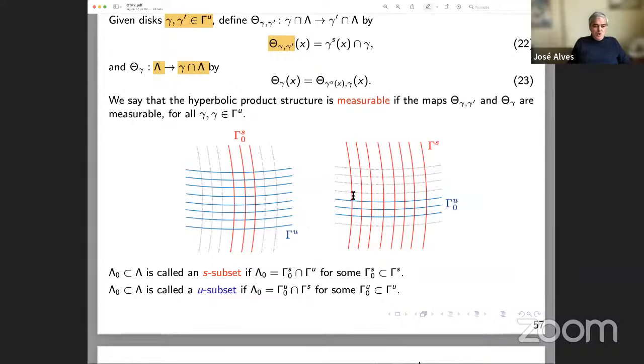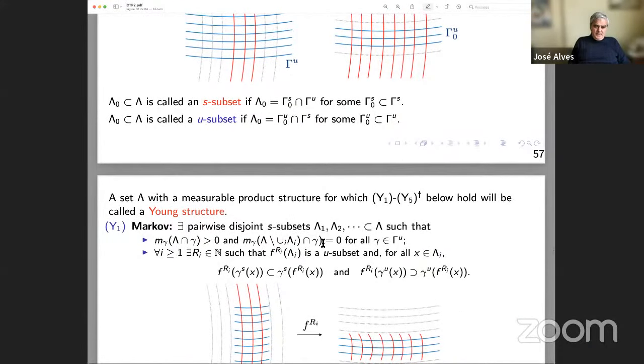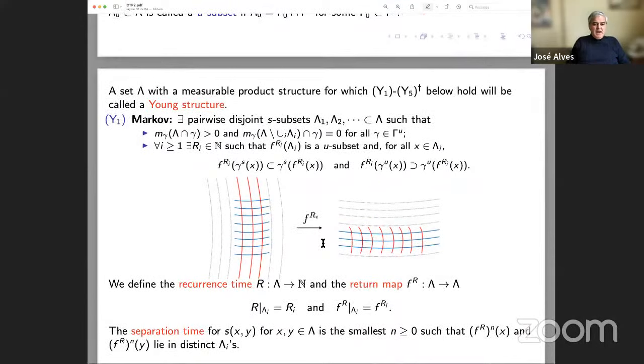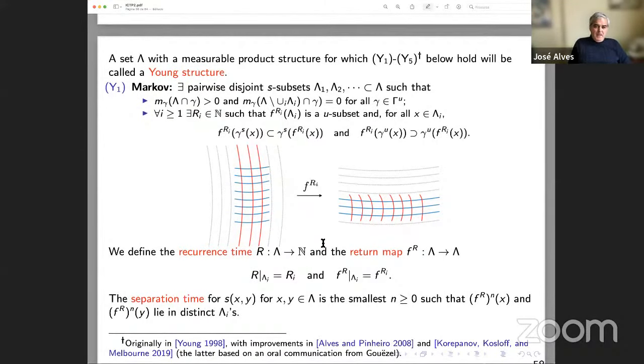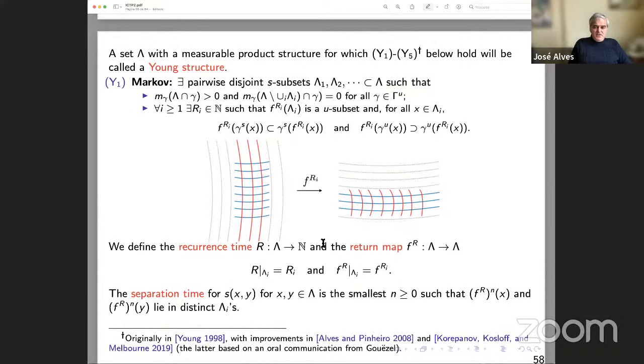And similarly for U subset. So this is an S subset. A U subset is defined similarly, simply considering a subset of the unstable disks and all stable disks. Okay, so let us now define what I mean by a Young structure. So assume that we have a set lambda with a measurable product structure, and we say that it has a Young structure if the following 5 conditions I'm going to introduce now hold for this set lambda.